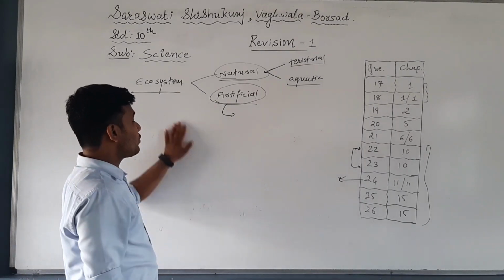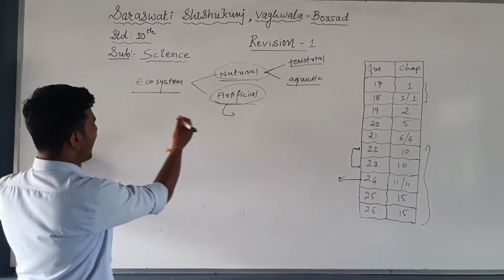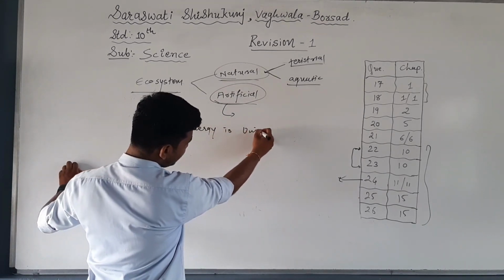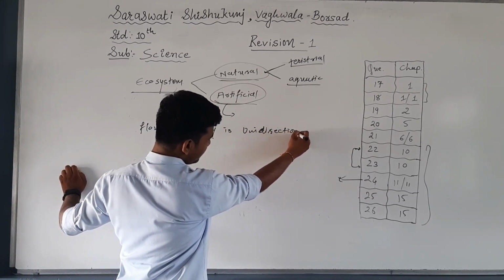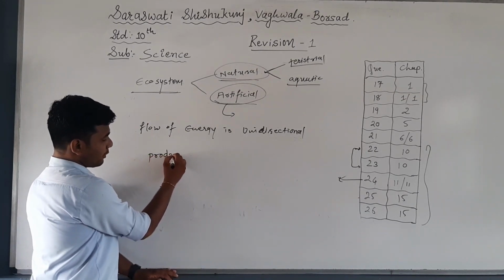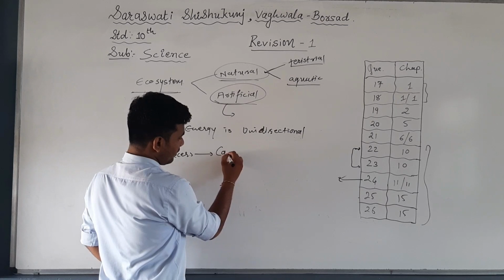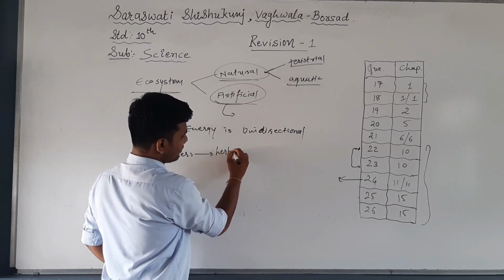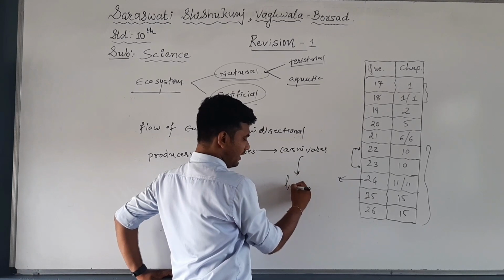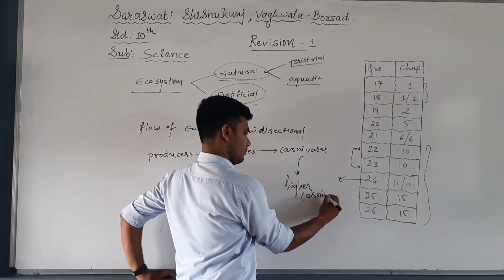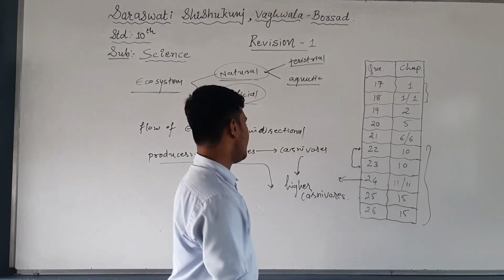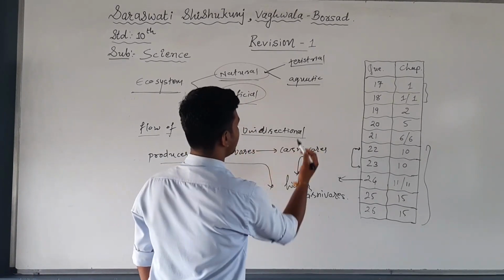for the 26th question. Okay, some other concepts can also be asked, like why the flow of energy is unidirectional. So see, beta, this question can come for 2 marks, and it can also come for 3 marks, because we know how the flow of energy goes from producers to herbivores, from herbivores to carnivores, and from carnivores to higher-level carnivores. So this flow is always in one direction. We can't reverse the flow. So that's why we consider the flow of energy to be unidirectional.